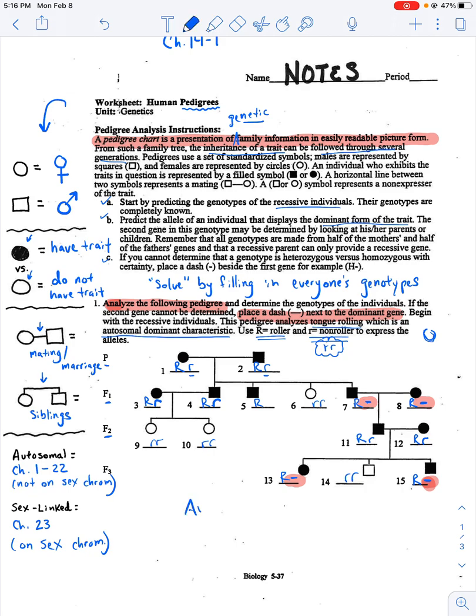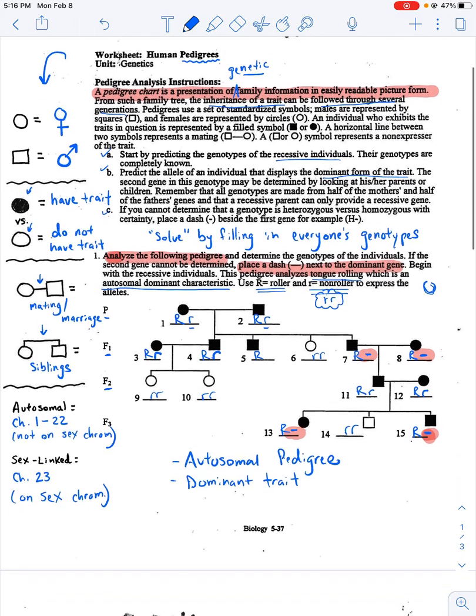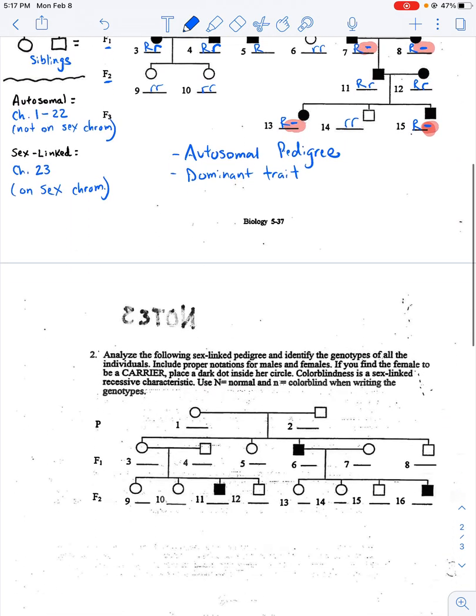So this is an autosomal pedigree. And this one happened to be a dominant trait. The next page has another type of pedigree.